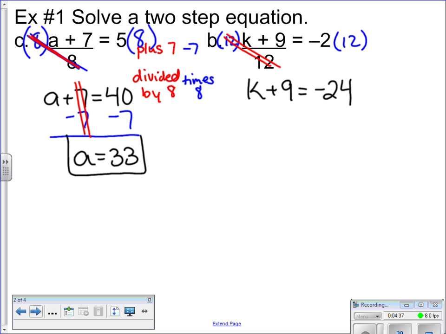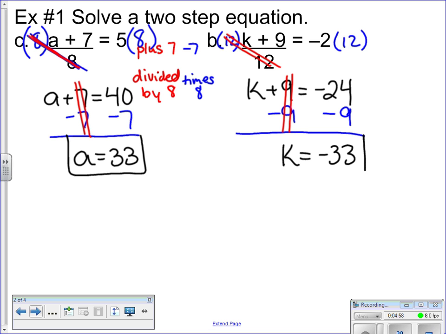And then the opposite of plus 9 is minus 9. So a plus 9 and minus 9, additive inverse, and k equals negative 24 minus 9. Well, since they're both negative, add them together and keep the sign, which is negative 33.